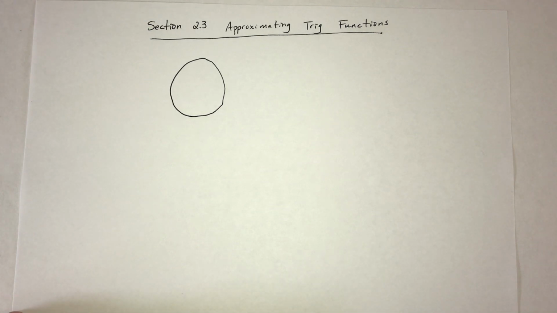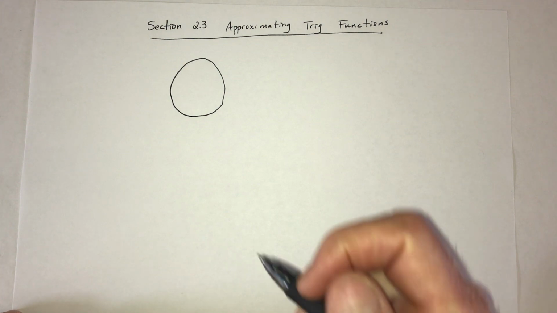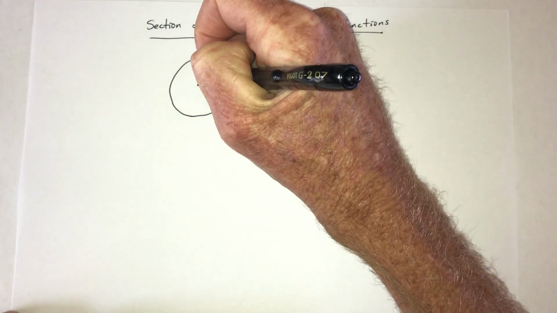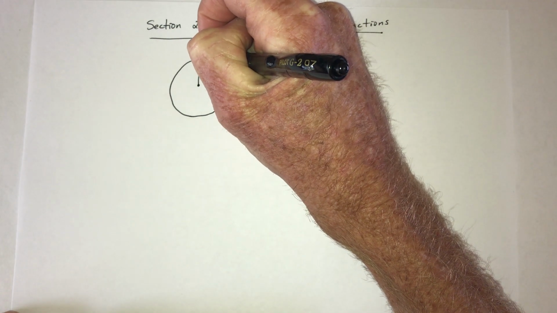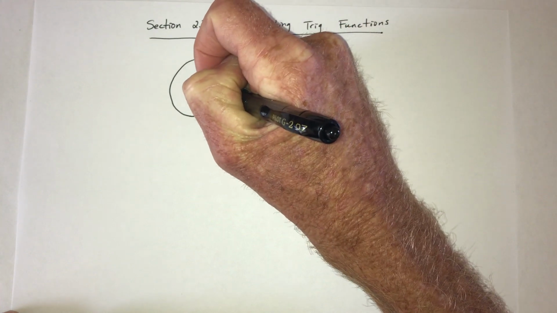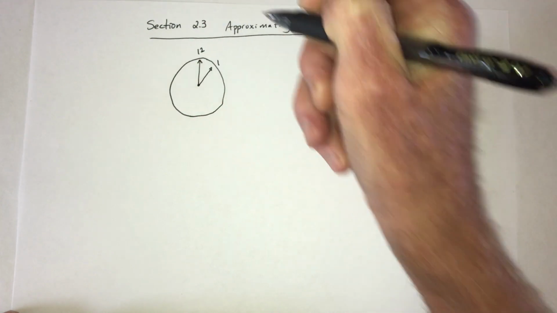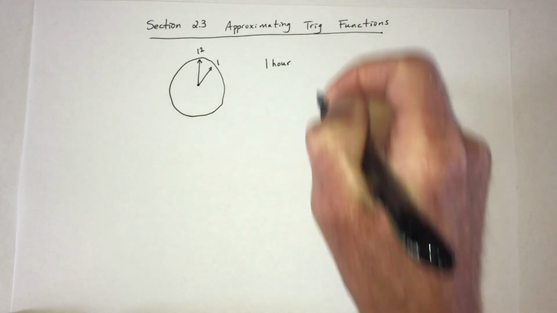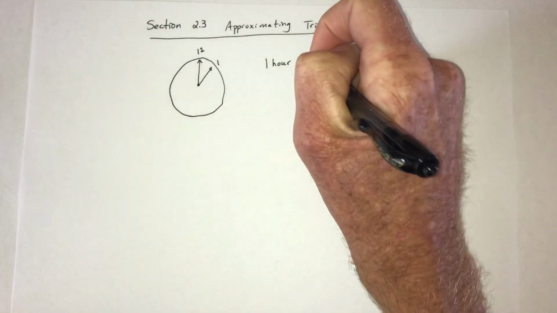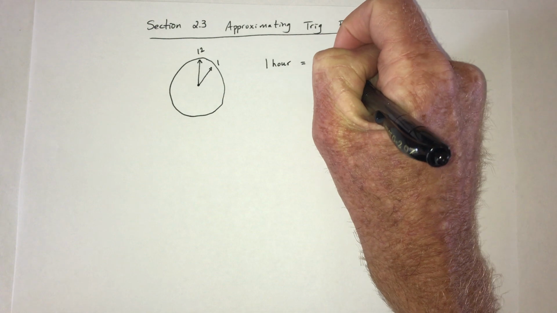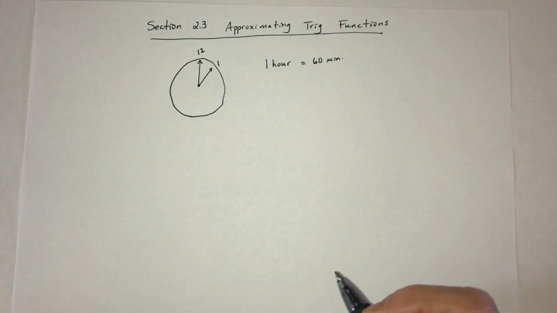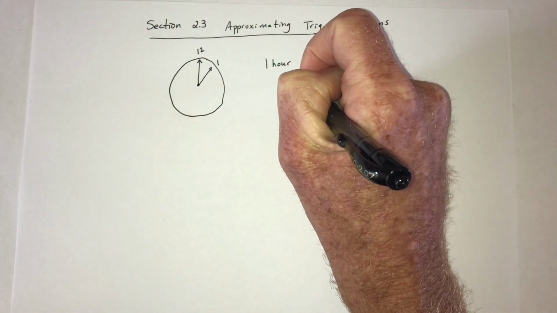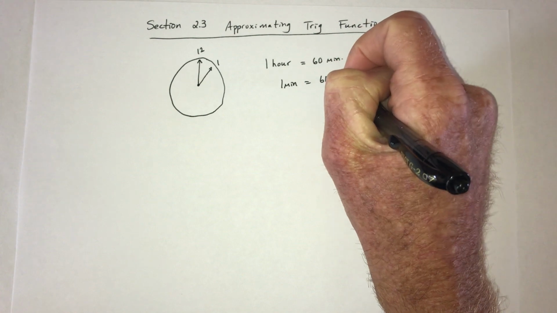Approximating trig functions. Well, believe it or not, we're going to start with a clock. Imagine it's an old-fashioned clock and it's got hands. And the hands could go from 12 o'clock to 1 o'clock. So that would be 1 hour. Well, 1 hour could be broken down into minutes. 1 hour is equal to 60 minutes. And every minute can be broken down into 60 seconds.